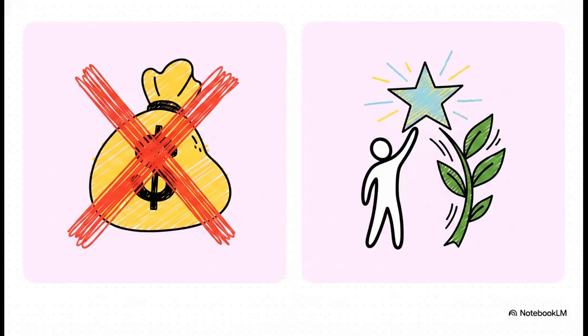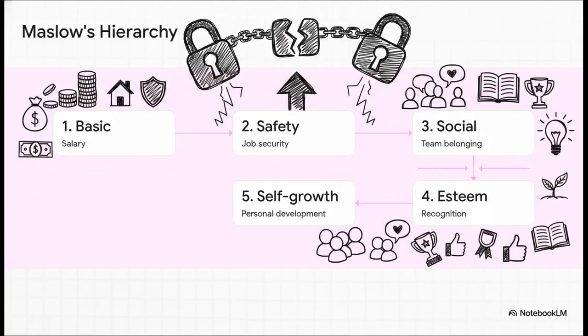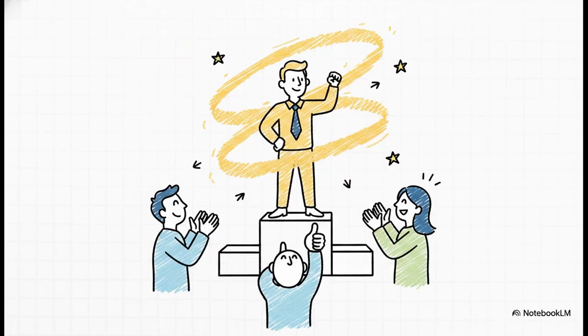A basic salary alone guarantees nothing. What your people truly crave is esteem and personal growth. Enter Maslow's hierarchy. You're paying their bills, sure, but are you starving their higher level needs? For example, a simple team promotion works absolute wonders. It instantly satisfies that need for esteem.